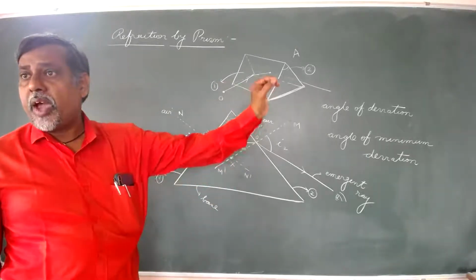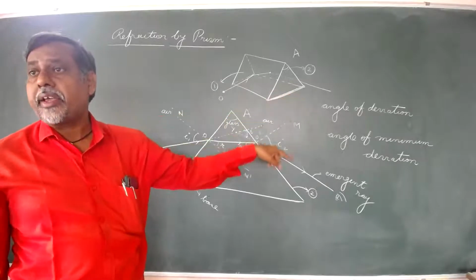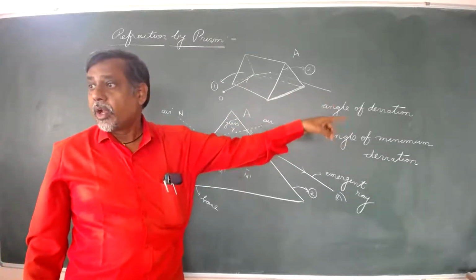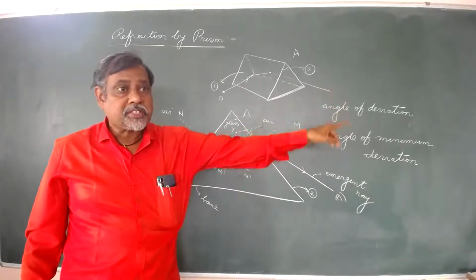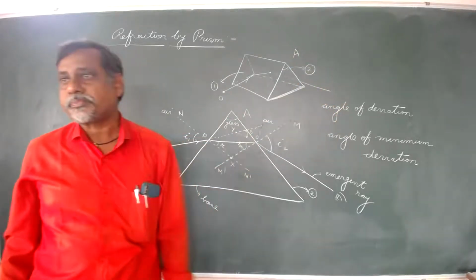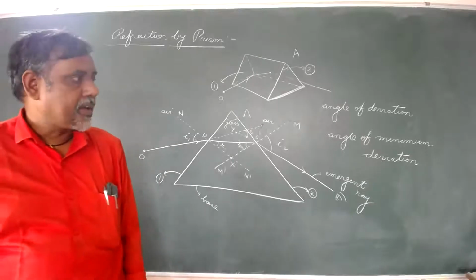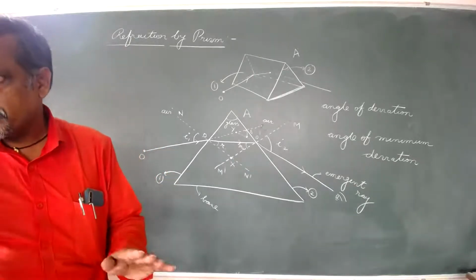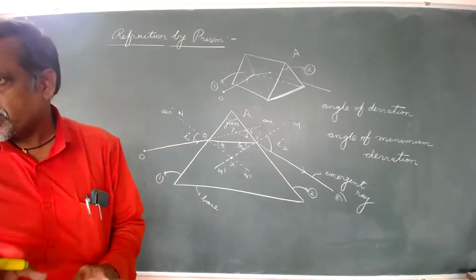Whatever the minimum value to which this angle of deviation reaches, that particular angle is known as the angle of minimum deviation. That particular angle can be taken as the angle of minimum deviation. Are you clear with this point?